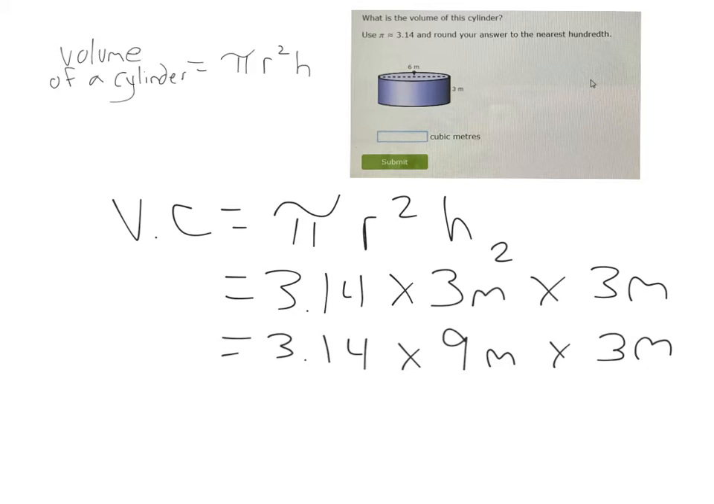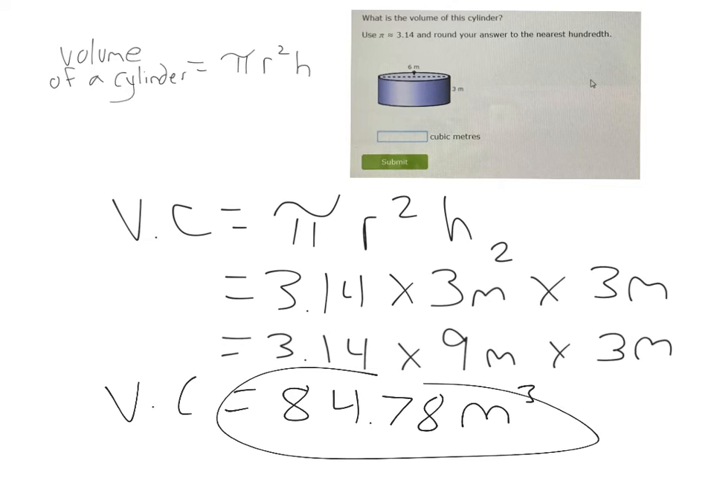So I put 3.14 times 9 times 3 into my calculator, and the calculator says it is 84.78, which is very close to what we had estimated. And this is now in cubic meters, so that is the volume of our cylinder. So that would be our answer up here.